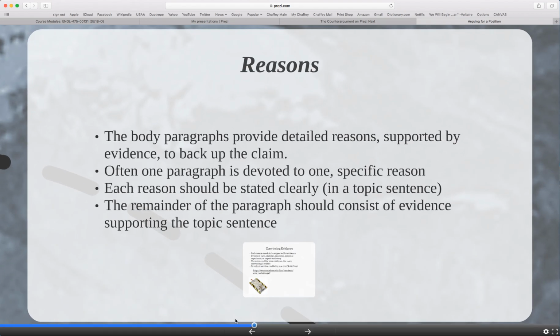So, reasons. Your body paragraphs are going to provide detailed reasons supported by the evidence to back up your claim. And remember that the claim is your thesis here. You are claiming that you are for or against a particular controversy. Often one paragraph is devoted to one specific reason. So hopefully that reason should be stated clearly in a topic sentence, and then the remainder of the paragraph is going to consist of evidence and logic that's going to help support that topic sentence and connect it back to your claim.